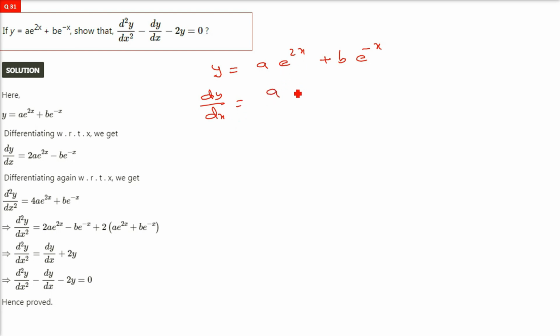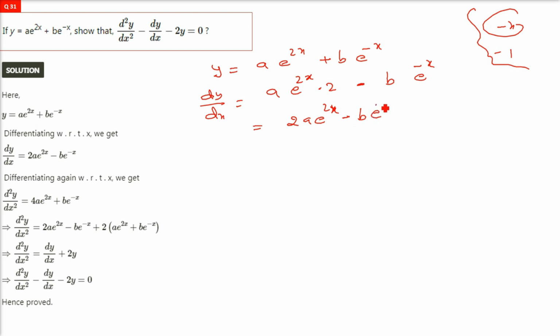dy by dx, normally you will do. So it will be a e raised 2x, and differentiation of 2x is 2 only. Then we have here plus b. I know that negative is going to come, so I purposely placed negative here. b e raised minus x will be e raised minus x. Differentiation of minus x is minus 1. Okay. So we have 2a e raised 2x, and then we have minus b e raised minus x. So this is your dy by dx.